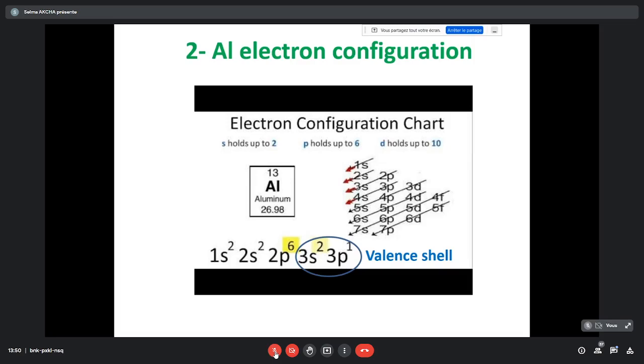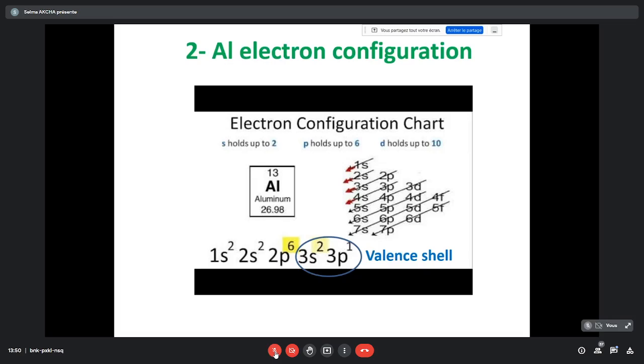We wrote the electron configuration of aluminium. Guys, how do we recognize the valence shell? Comment reconnaître la couche de valence? How do you do usually? Comment vous faites d'habitude? En utilisant les gaz rares.